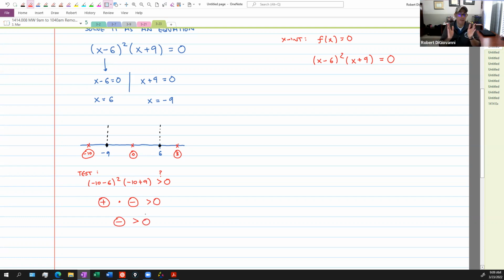Okay. Negative number, think about where 0 is on the number line, right? That's my number line. A negative number is over here somewhere, right? That's less than 0. This is not true, okay? This is not true, which means that anything to the left of -9 will not work.